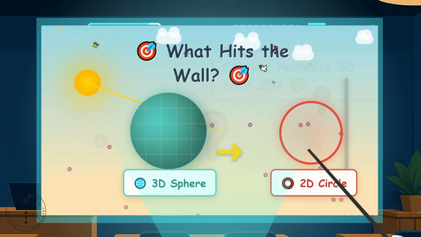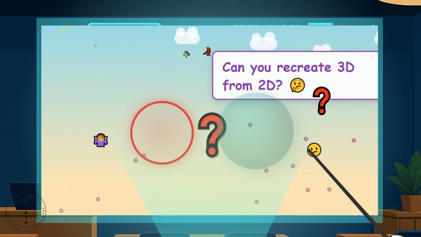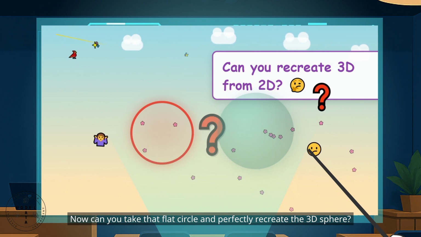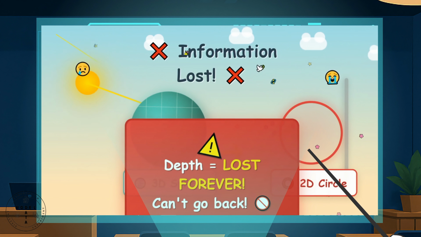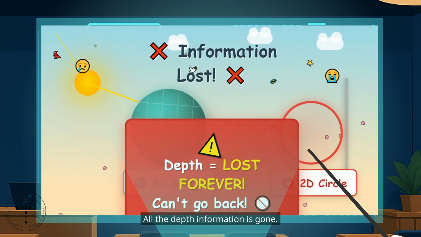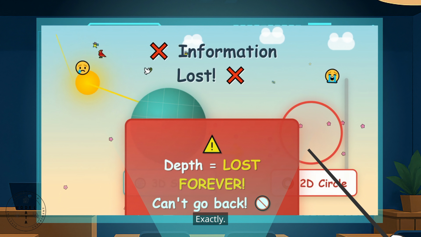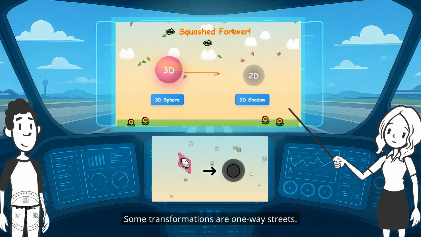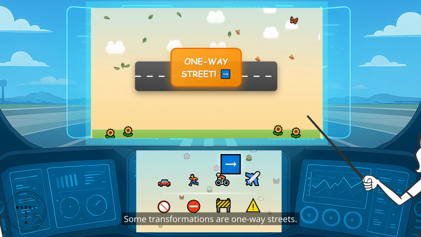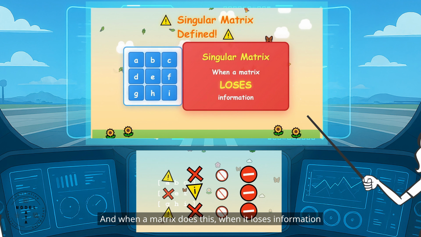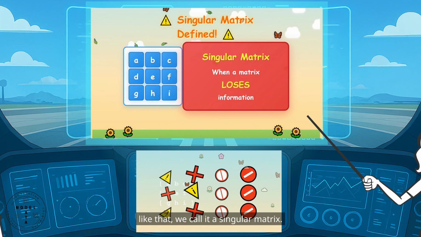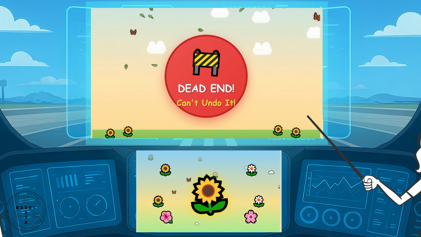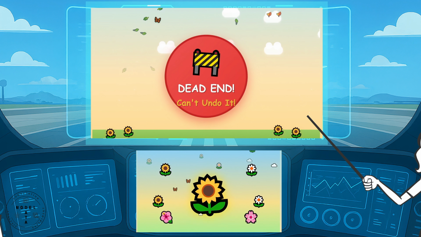A flat circle. Right. Now can you take that flat circle and perfectly recreate the 3D sphere? No way. All the depth information is gone. Exactly. It's squashed, lost forever. Some transformations are one-way streets. And when a matrix does this, when it loses information like that, we call it a singular matrix. It's a dead end. You can't undo it.